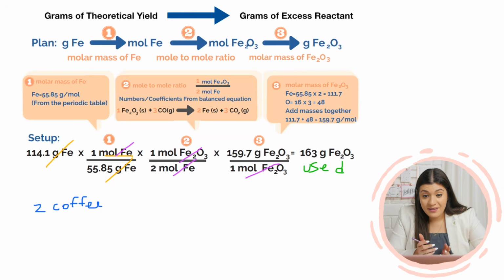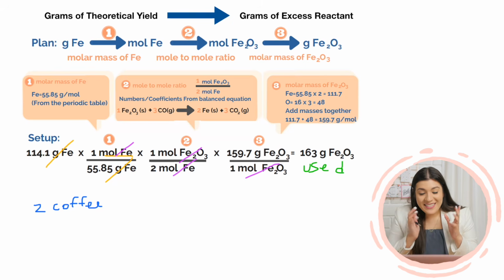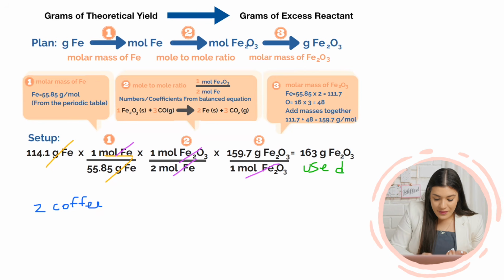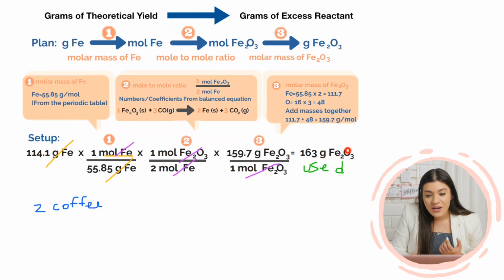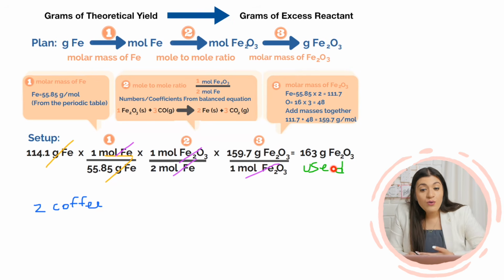2. Exactly. I know it sounds ridiculous, like no duh, but it's not as simple here. This is how much we used. This is the representation of that 2 cups of the coffee beans. All right? This is how much we used. Now we're trying to figure out what's left over.